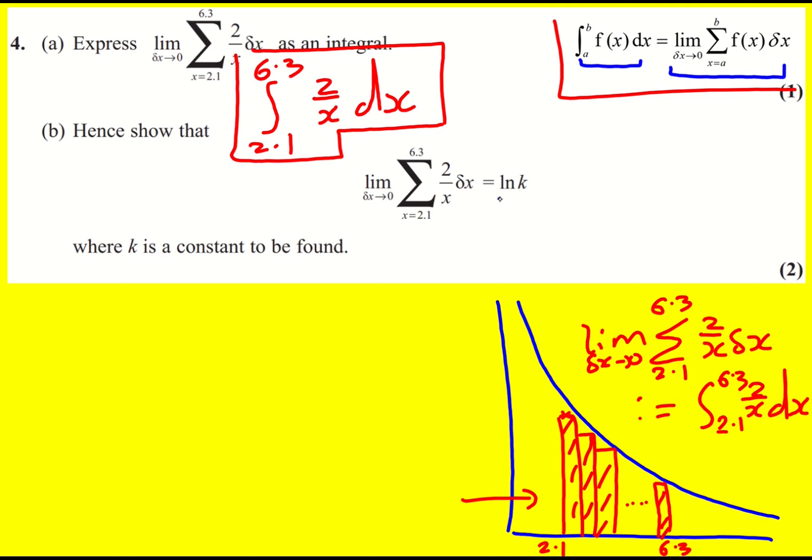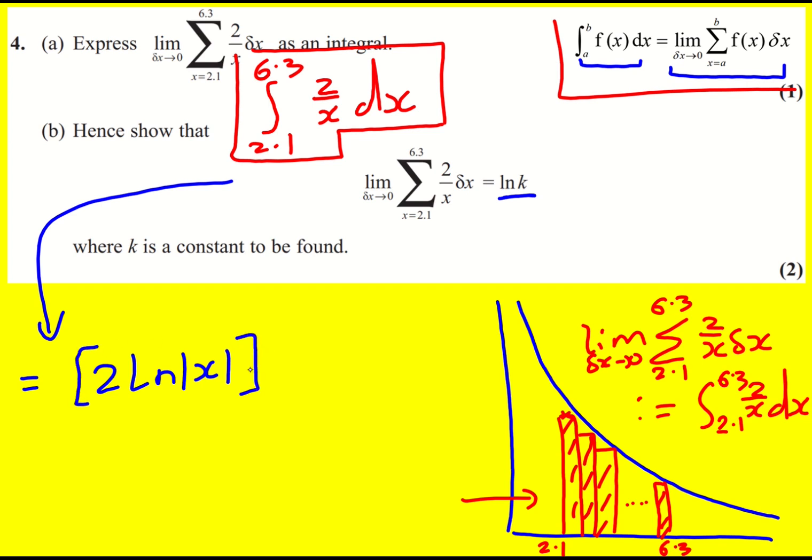Hence show that we get ln k for some k. Well, let's do the integral then. So 1 over x integrates to ln x. 2 over x, I'm just timesing by 2. Just bring it out as a little factor. It's going to be 2 ln x. Actually, there's a modulus sign around it as well. We'll get away with that here, but you should always put it in, really.